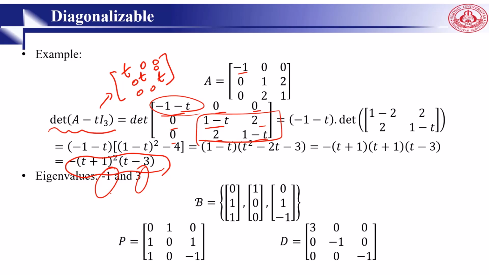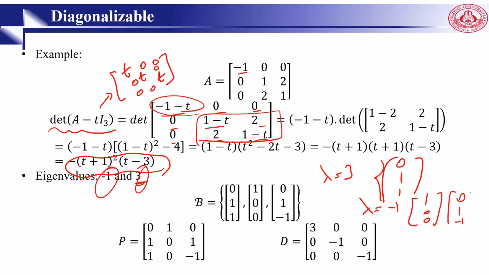Based on what we already studied, we can find that in the case of 3, the basis will be, because the multiplicity is 1, so if lambda is 3, then it will be 0, 1, 1. And in the case of lambda equal to minus 1, then it will be 1, 0, 0, and 0, 1, minus 1. So we can write them together, as you can see here, as the basis. This seems to be linearly independent.